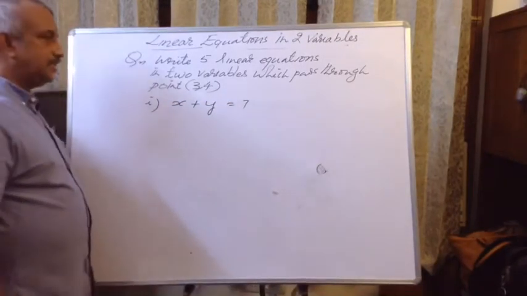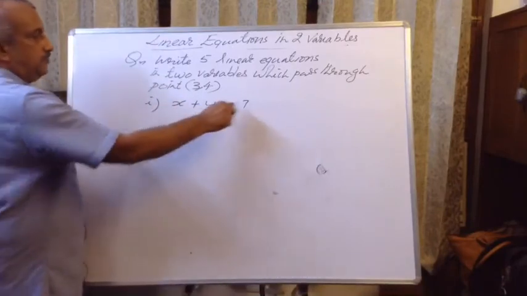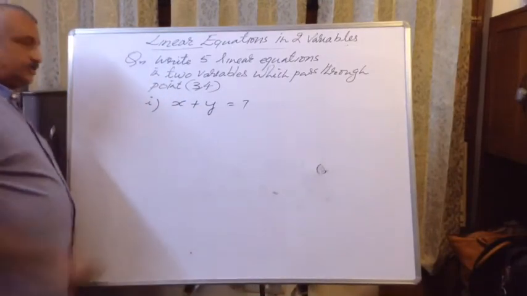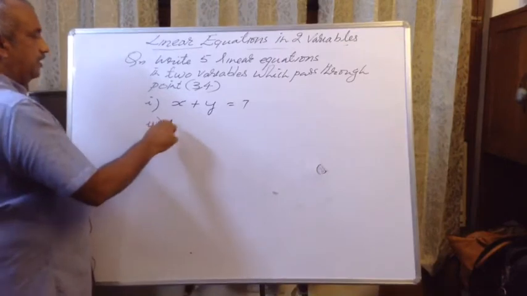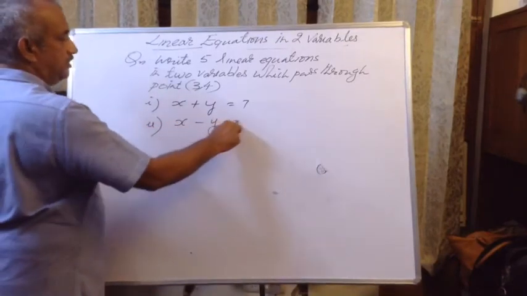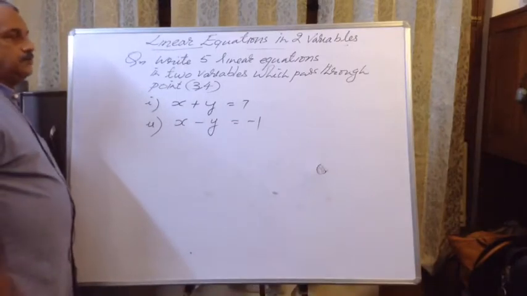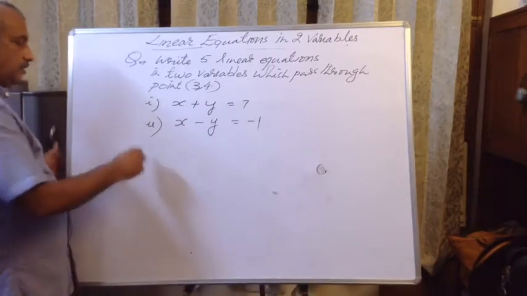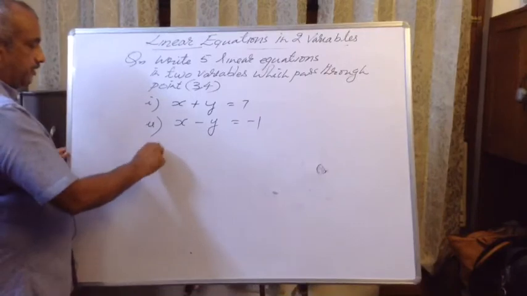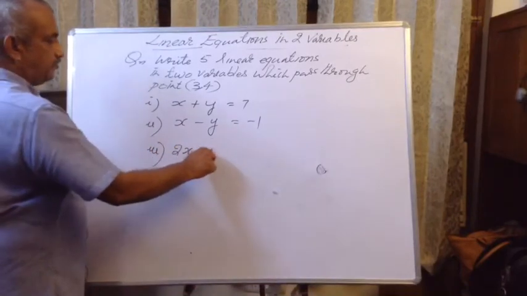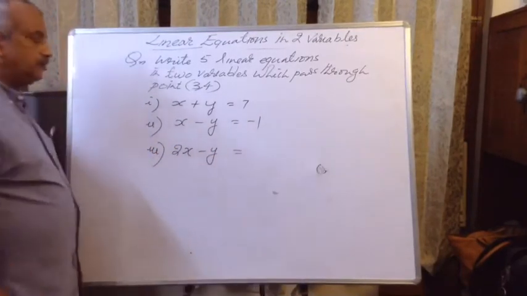Is the condition satisfied or not? 3 plus 4 is equal to 7. Yes. Second one I am writing x minus y is equal to minus 1. 3 minus 4 is equal to minus 1. Now third one I am going to write 2x minus y is equal to 2.